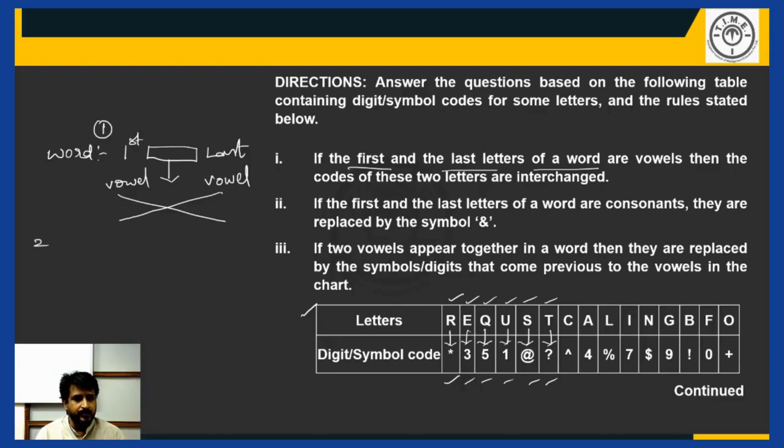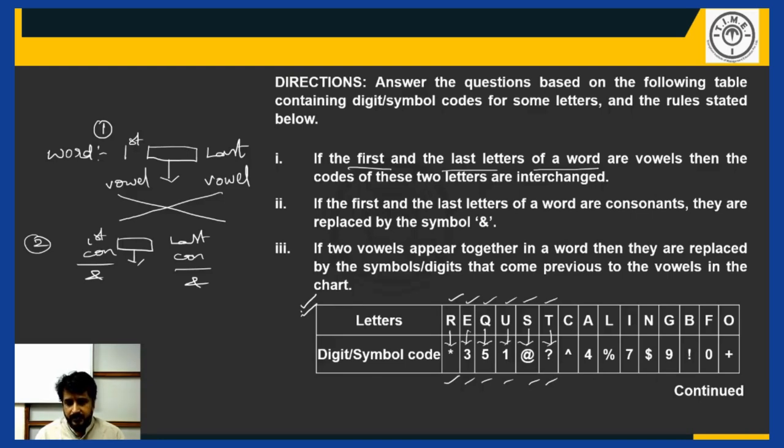What is the rule number 2 is given? If the first and last letters of the word are consonants, same, first letter and last letter are consonants, then they are replaced by the symbol %. So these two consonants are replaced by the symbol %. What about the remaining letters in the word? The condition is given for first and last. What about the remaining letters? Will be taken as per the table.